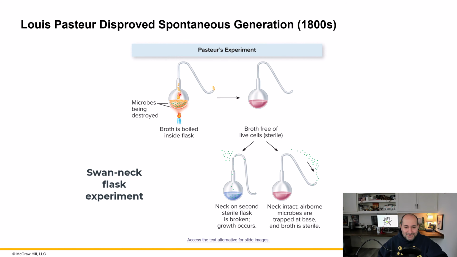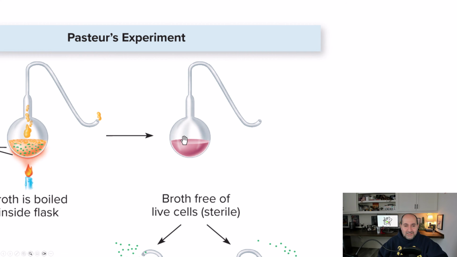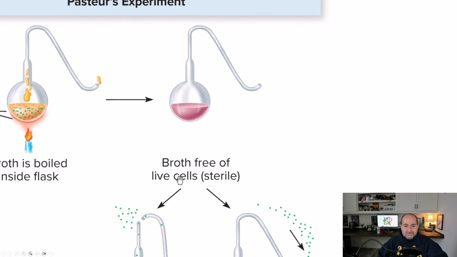So what Louis Pasteur did was he boiled the broth, killed all the microorganisms, then he drew the neck out as a swan neck. So air could get in, air can get out, and then he waited for the spontaneous generation to occur. So let's see what he saw. Let's go over here. So this is the boiled broth with his swan neck that's open, and look what it says. The broth was free of live cells. It remained sterile for months, right?